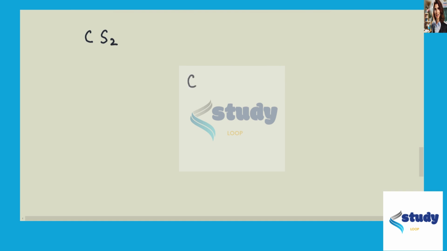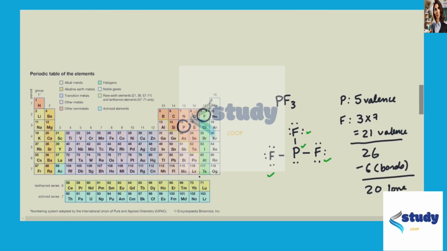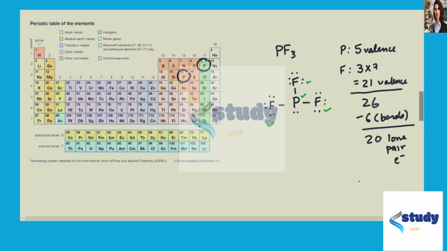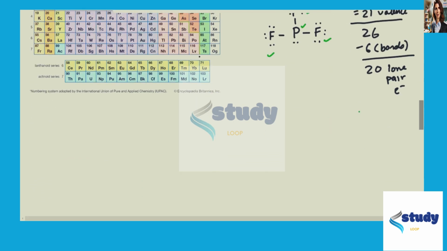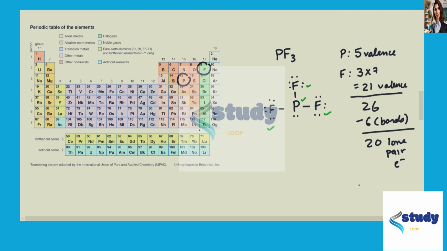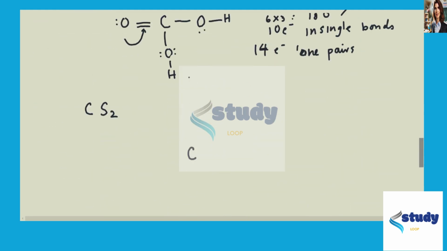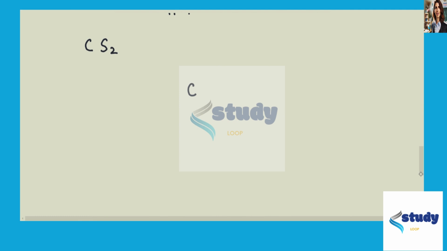Once again, as always, we'll start with carbon in the middle because of its lower group, and you can confirm that as above. Sulfur is below oxygen in group 16, and carbon is in group 14, so carbon goes in the middle because of its lower group. So carbon in the middle, we can draw our sulfurs on either side.